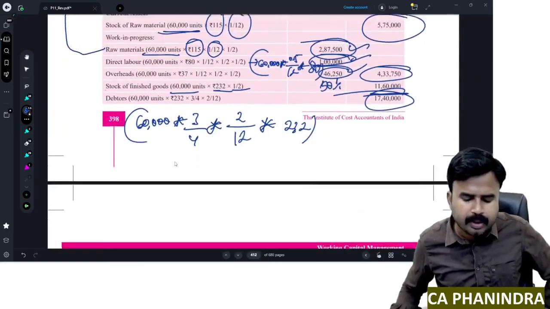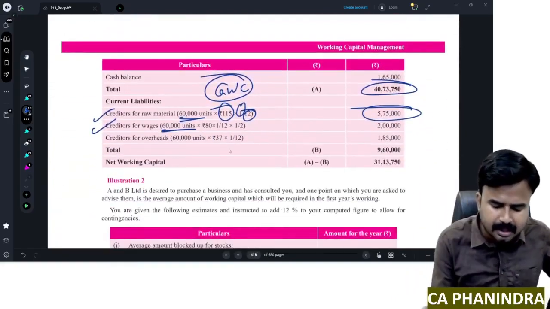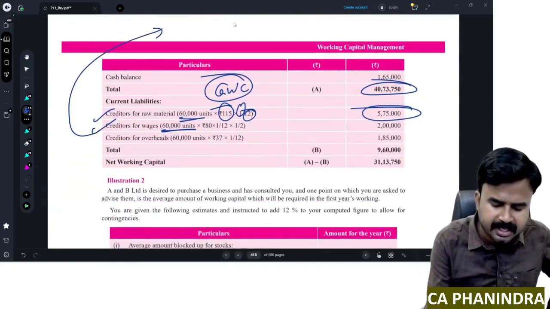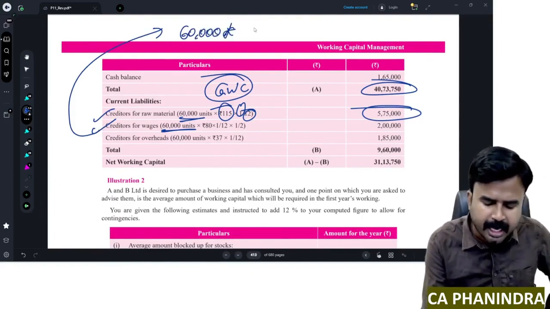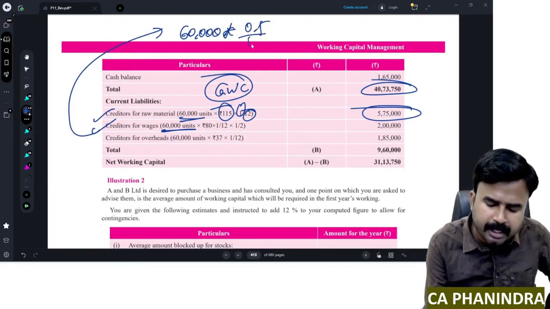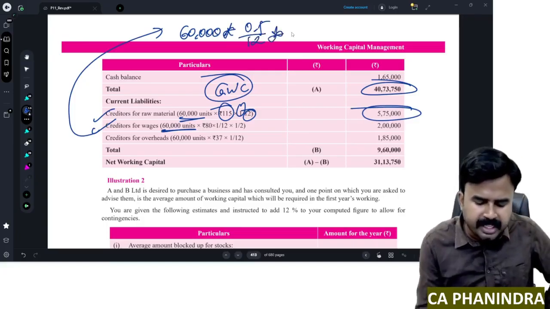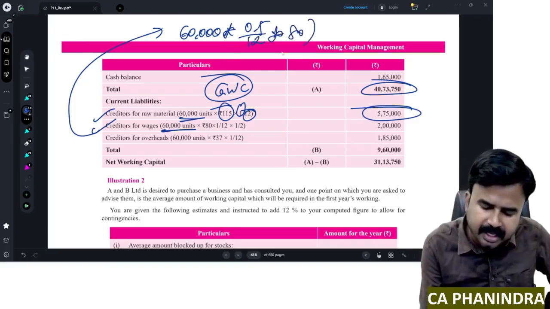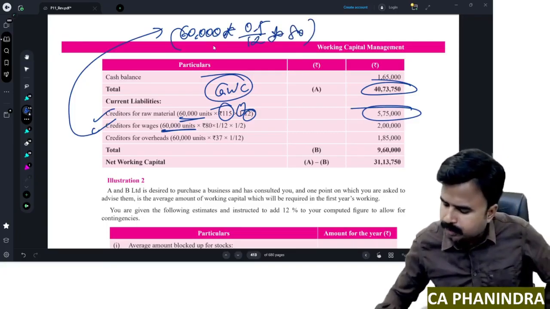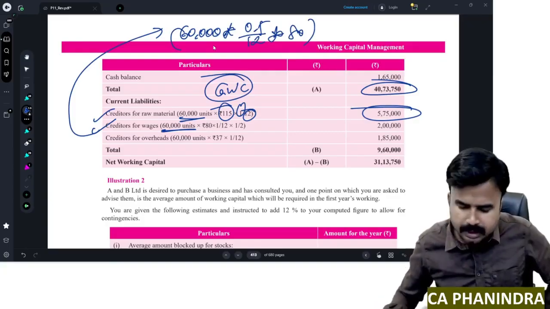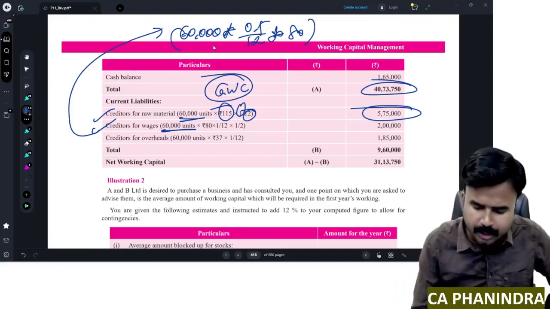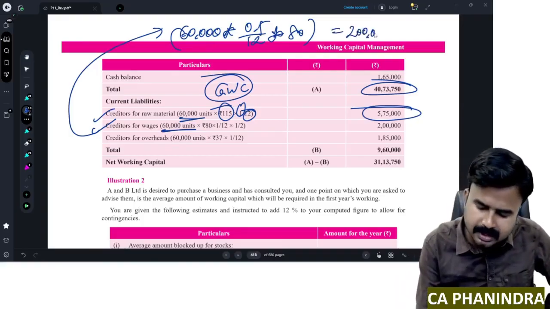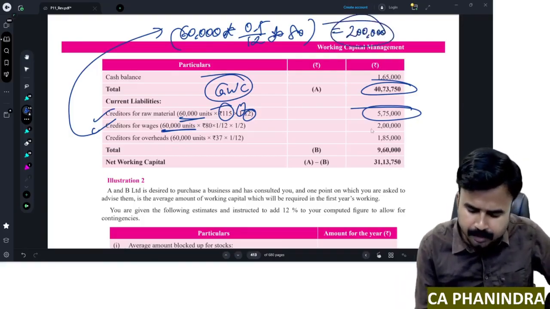You better write your own calculation for outstanding wages. Let me take outstanding wages here. 60,000 production units, budgeted production units, into time lag for wages is 0.5 by 12, into wages cost per unit is 80. That's it. 60,000 into 0.5 by 12 into 80. And I got 2 lakh rupees. 2 lakh rupees. This is my outstanding wages cost.